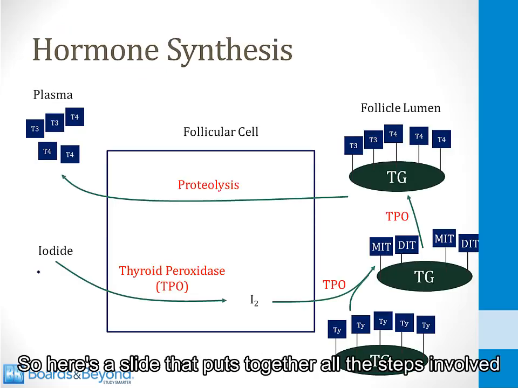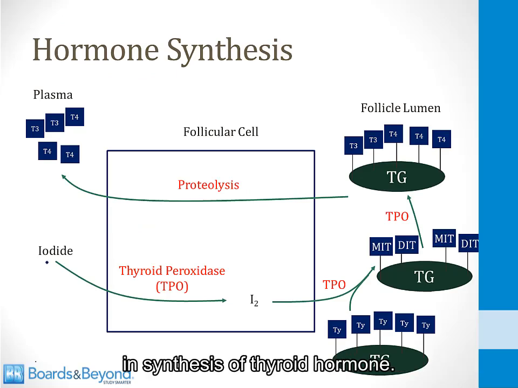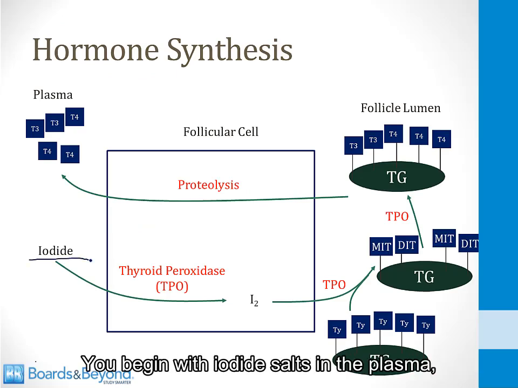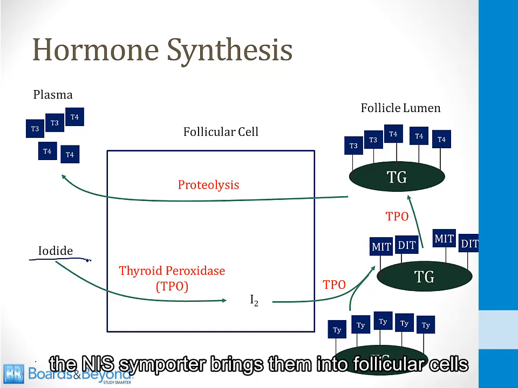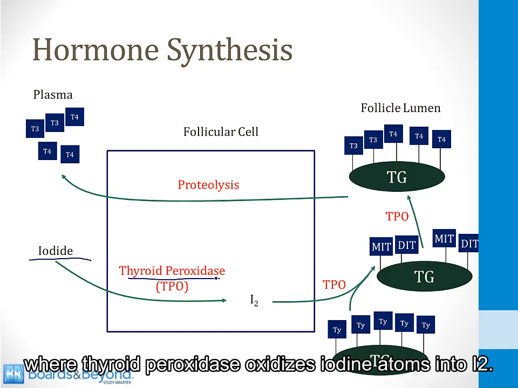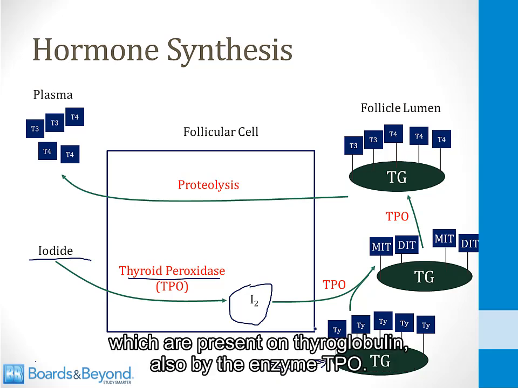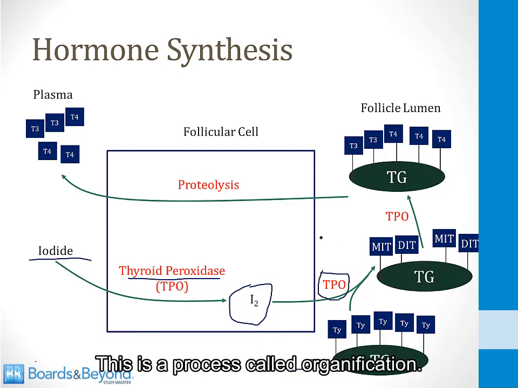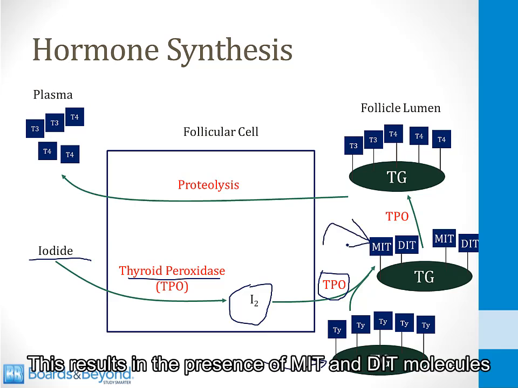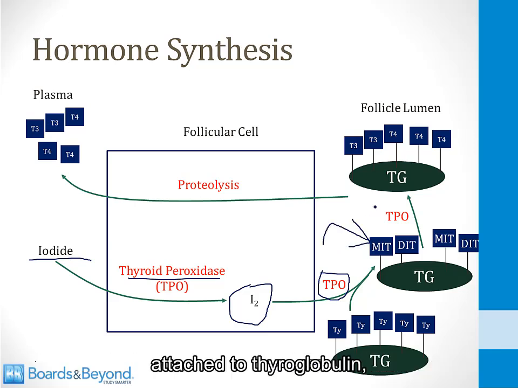So here's a slide that puts together all the steps involved in synthesis of thyroid hormone. You begin with iodide salts in the plasma. The NIS symporter brings them into follicular cells where thyroid peroxidase oxidizes iodine atoms into I2. I2 is then added to tyrosine residues, which are present on thyroglobulin, also by the enzyme TPO. This is a process called organification. This results in the presence of MIT and DIT molecules attached to thyroglobulin.